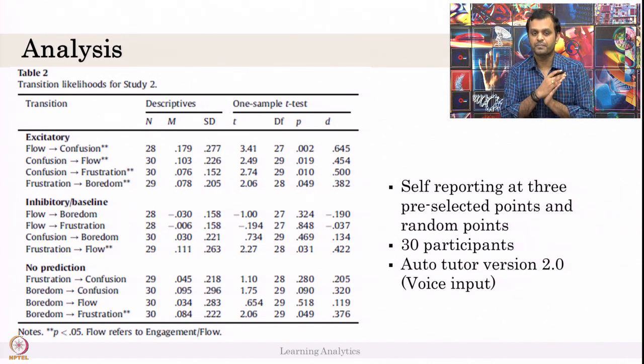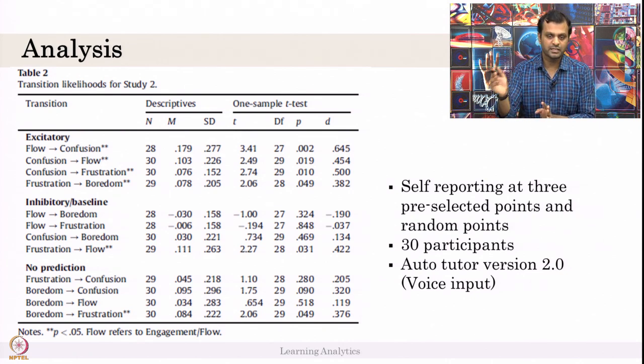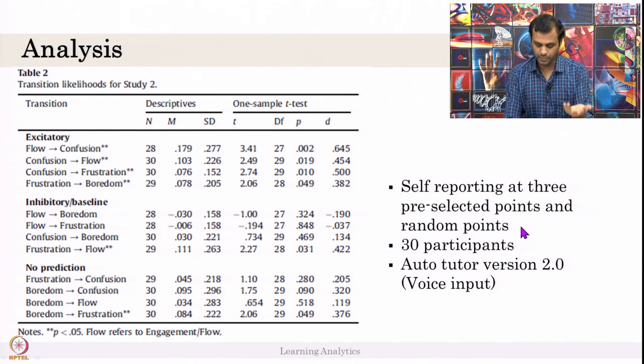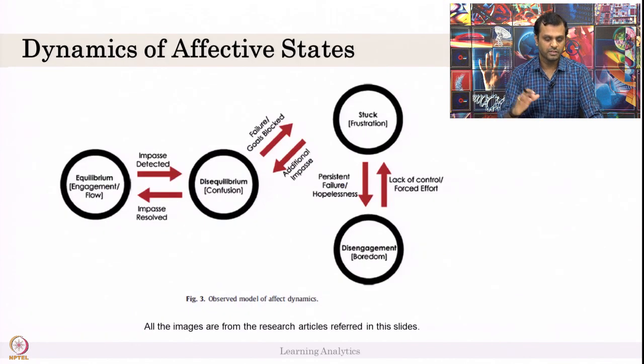Now in this report they randomly selected 20 pre-selected points, and 3 random points were given to students to self-report, with 30 participants. With these two data from the empirical study, we are going to see whether we can plot the theoretical model of affective dynamics. So that is what they did here. This is the dynamics of affective states obtained from self-reporting and predicting students' emotions based on the action units.